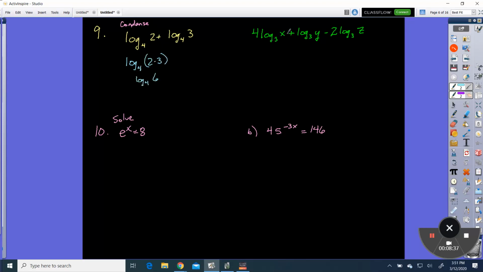Part B says condense this. So I have a plus and a minus, means I'm going to have a multiply and divide. We're only going to have one log when we condense. The number in front is the power, so that 4 is the power of x, so x to the 4th times y divided by z squared. The minus is the divide, the 2 is the power on z. And that's the answer. Now, number 10, you're supposed to solve.